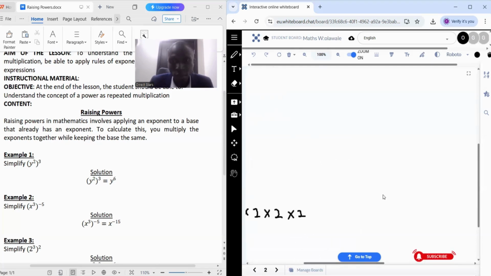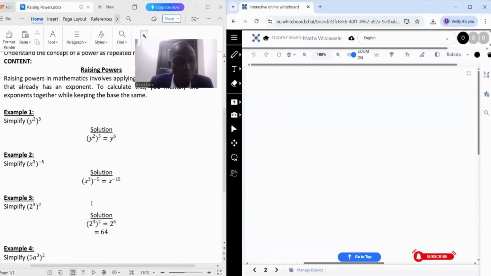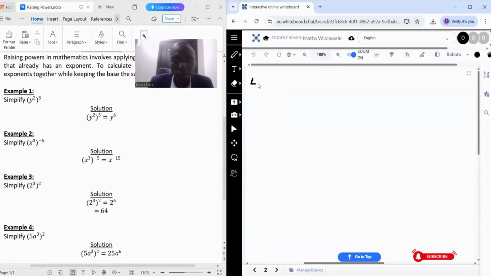So move to example 4. Here we have to simplify 5a raised to the power of 3 and everything raised to the power of 2. So we can have this to be equal to 5 raised to the power of 2, then multiplied by a raised to the power 3, then raised to the power 2.